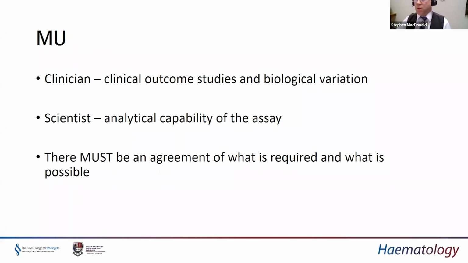And equally, the clinician and the scientist may have different perspectives of what they expect a result to be from a performance specification perspective. A clinician will be looking at things like clinical outcome studies, what the expected biological variation within a given patient is, both in a normal patient and in a disease state. Whereas the scientist in the laboratory will be looking at the analytical capability of the assay. And there must be an agreement of how that is combined and used.